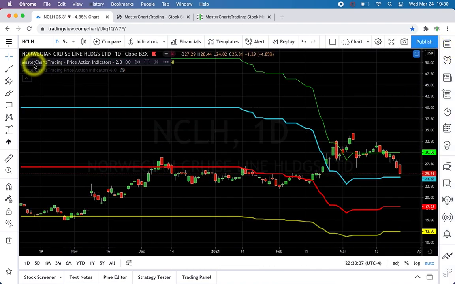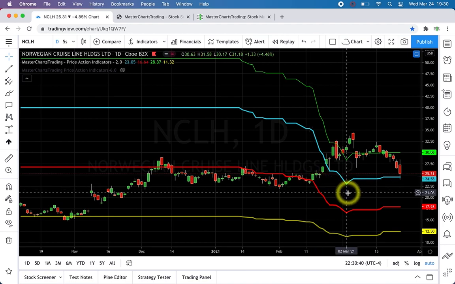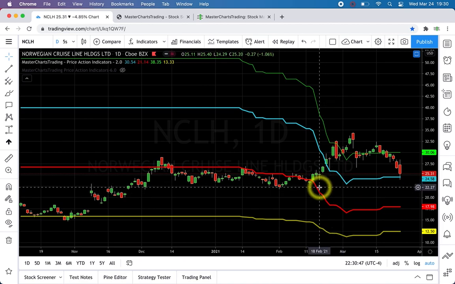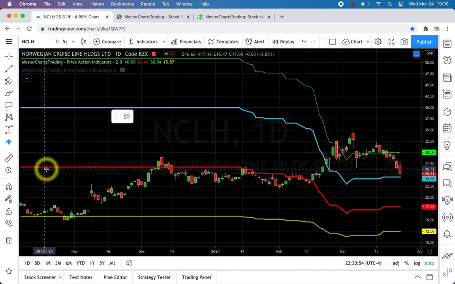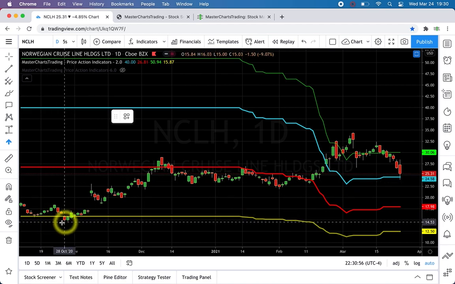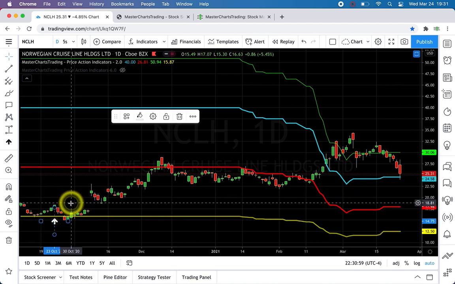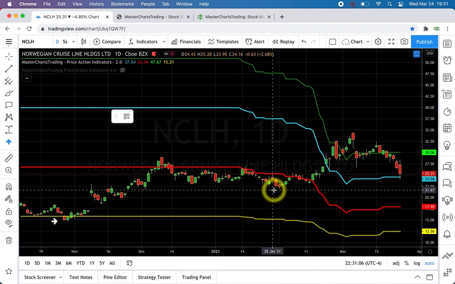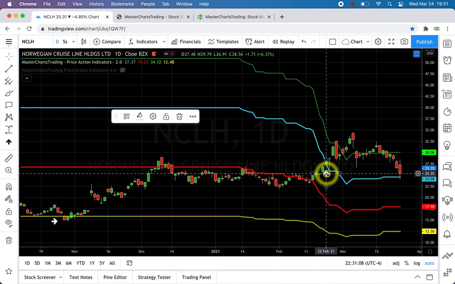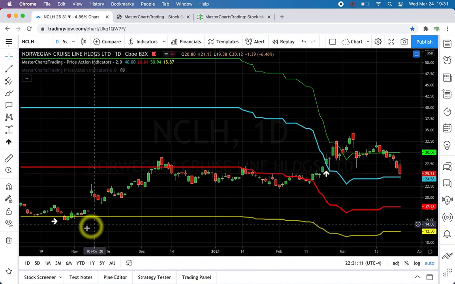Okay, this is Norwegian Cruise Line Holdings, and for my speculator newsletter I trade exclusively breakouts. So is this a breakout stock or not? How would I know? To know if it's a breakout stock you need to look at two things. First, has the stock recently closed below the yellow line? It has. Has the stock now closed above the blue line? Yes, it has, right there. So this is indeed a true breakout.